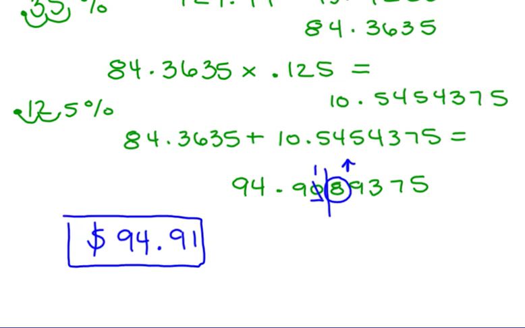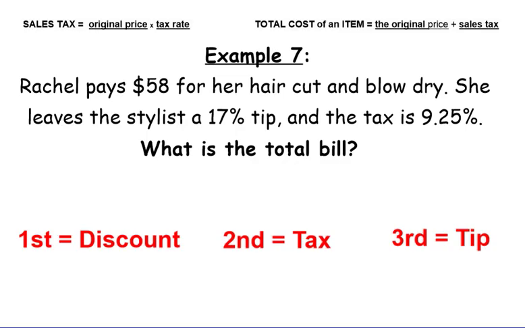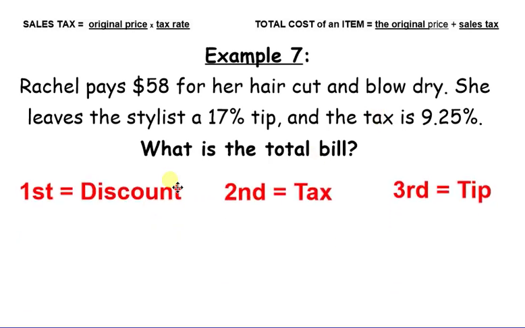All right. Let's try example number 7 here. So, Rachel pays $58 for her haircut and blow dry. She leaves the stylist a 17% tip and the tax rate is 9.25%. What is her total bill? So, we do not have a discount. So, I'm going to cross this out.